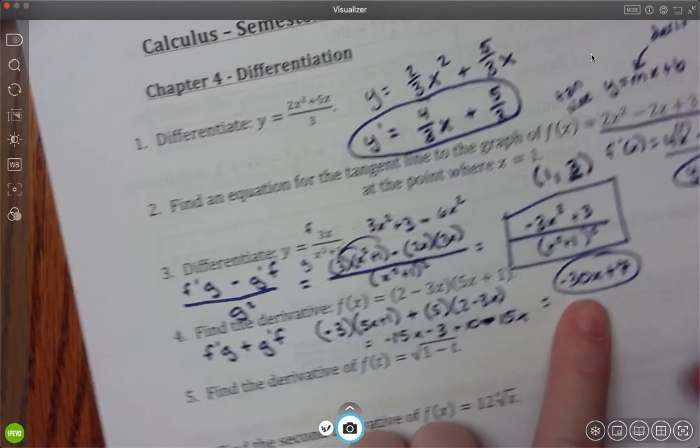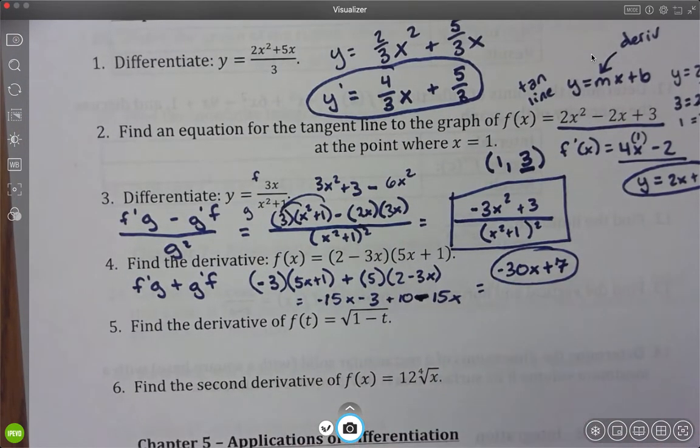Okay, so here's my work, and this is what I got for number 4, negative 30x plus 7.